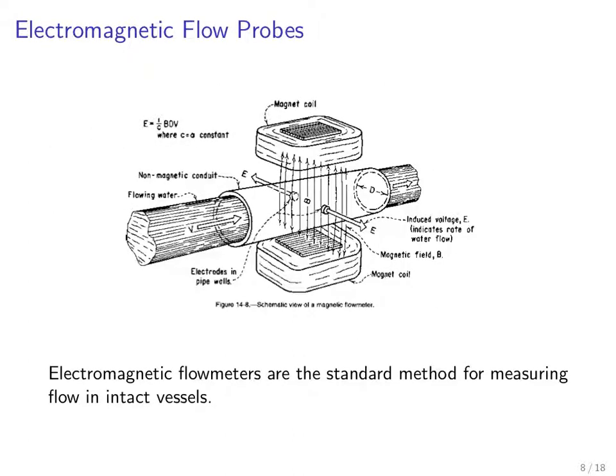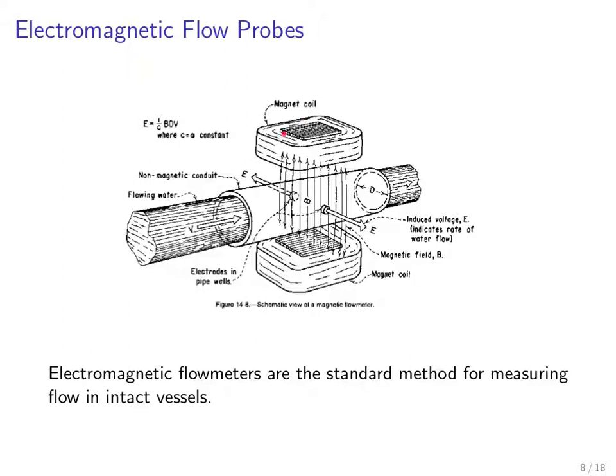The next device is an electromagnetic flow probe, and this is a really interesting and unique device for this application. So it turns out that these are the standard method for measuring flow in intact vessels. They are invasive because you have to wrap them around the vessel, but they are extremely accurate and easy to use. So how do they work?